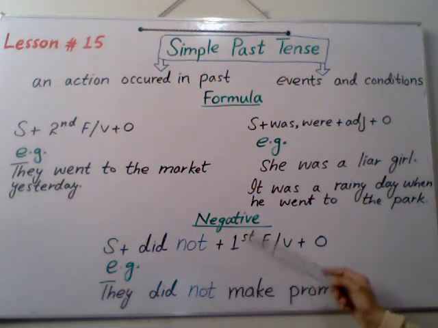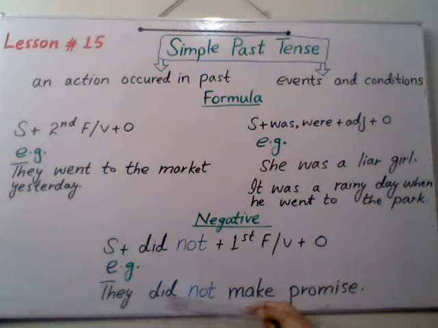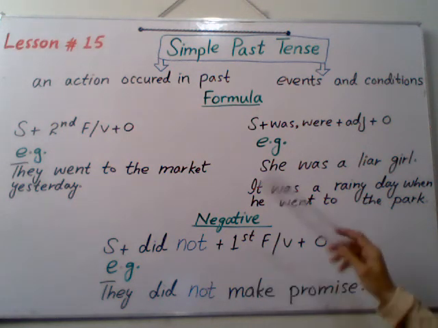And then whenever we talk about the interrogative sentence, we put this did first, and then we put the subject. If I say did they make promise, that is interrogative sentence. Okay, now this is clear right now.